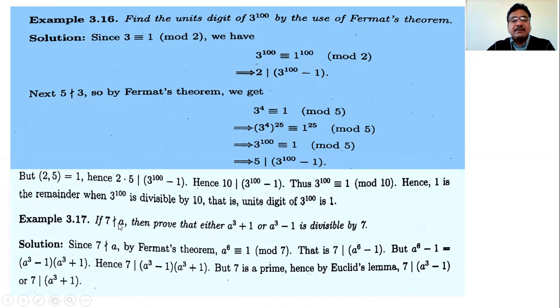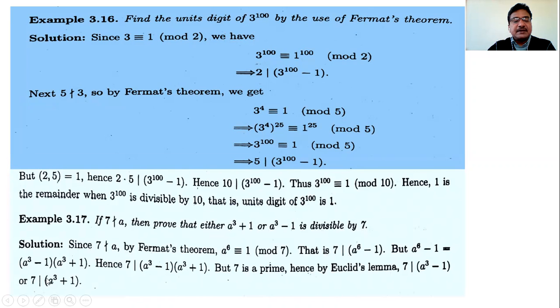If 7 does not divide a, then prove that a cubed plus 1 or a cubed minus 1 is divisible by 7. Since 7 does not divide a, by Fermat's theorem a raised to 7 minus 1, that is a raised to 6, is congruent to 1 modulo 7, and that is, 7 divides a raised to 6 minus 1.